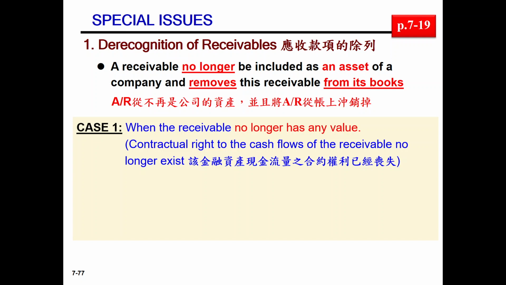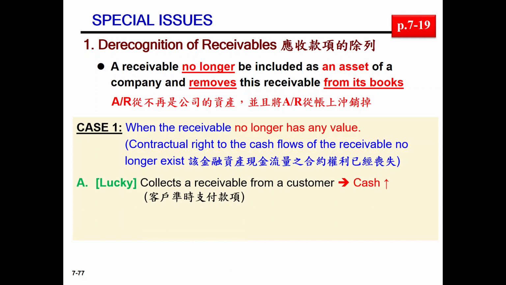So you are lucky means what? You got the cash from customers. So if you are lucky, you got the cash from customers. Okay? So the receivables have no value anymore. Why is that? Because you got the cash from customers. So you got the cash. When you are unlucky, still the same, receivables without any values.